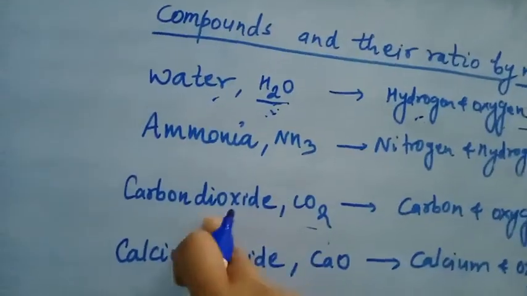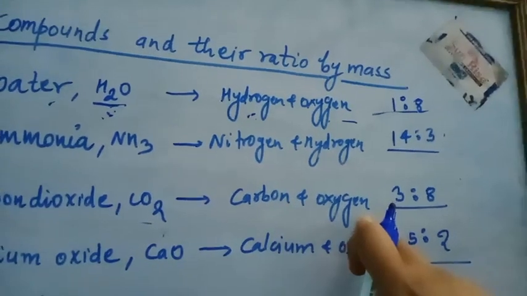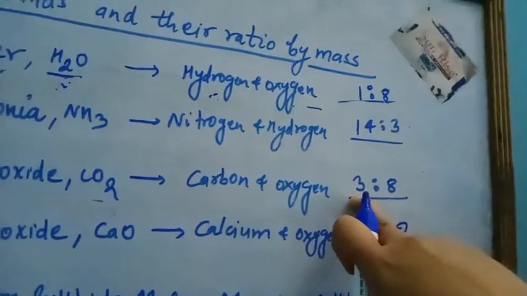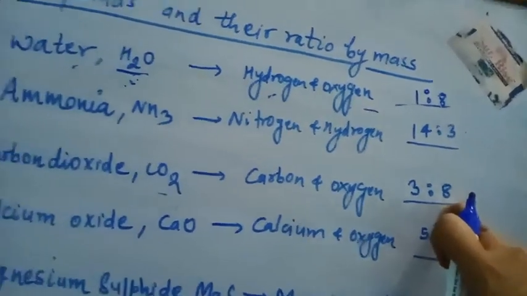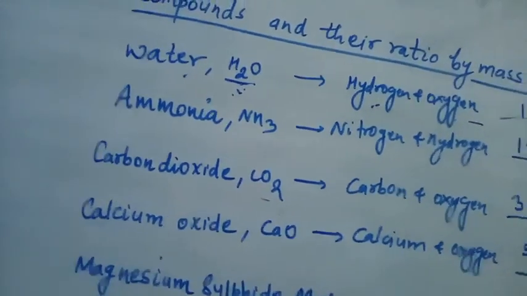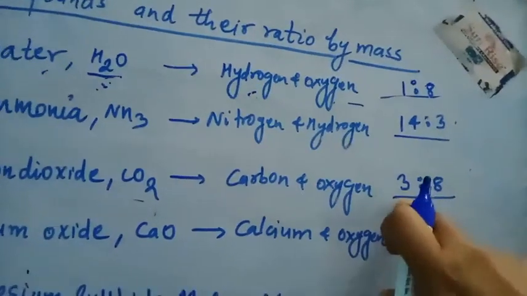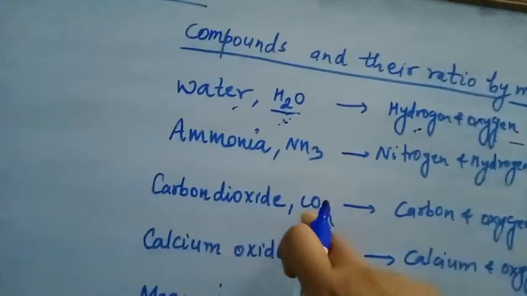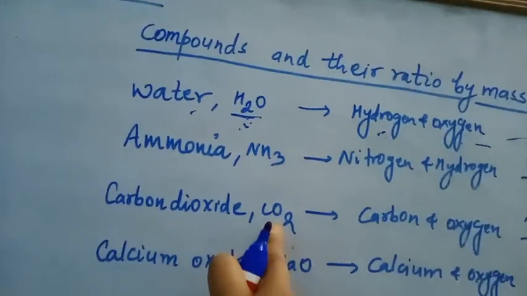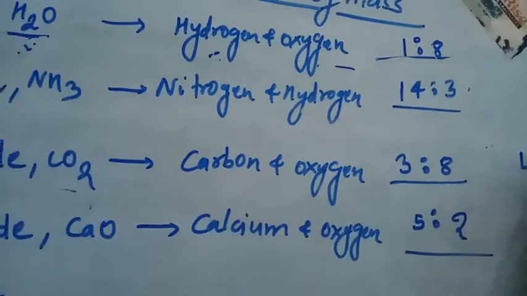Now carbon dioxide, CO2. Here the combining elements are carbon and oxygen. So 3 grams of carbon combines with only 8 grams of oxygen to form 1 mole of carbon dioxide, or 3 AMU of carbon reacts with 8 AMU of oxygen to form 1 molecule of carbon dioxide.